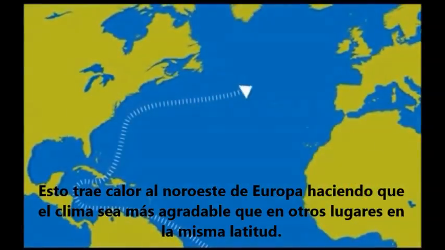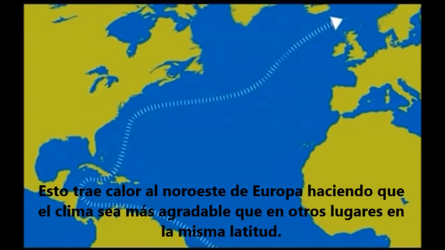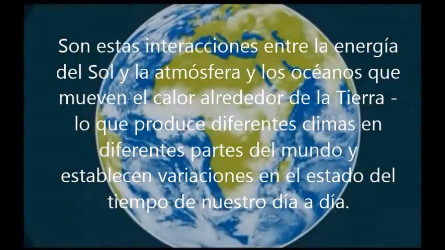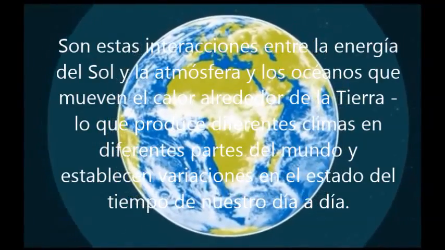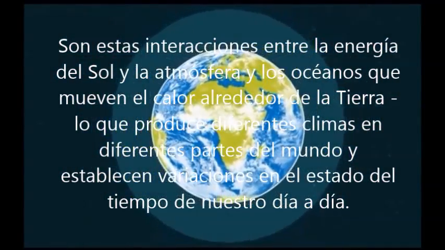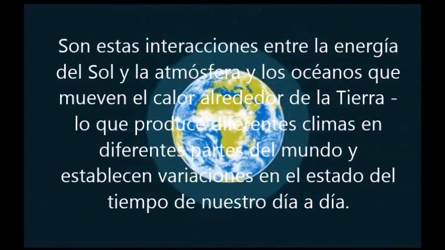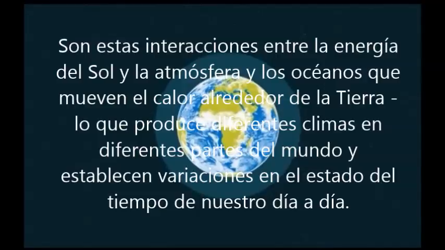This brings warmth to northwest Europe, making the climate milder than any other place at the same latitude. It is these interactions between the sun's energy and how the atmosphere and the oceans move heat around the Earth which produce different climates in different parts of the world and set up variations in our day-to-day weather.